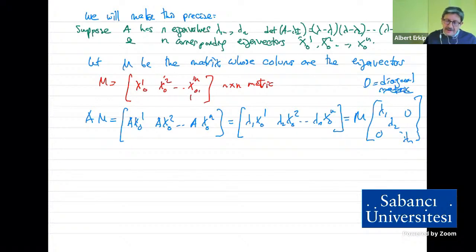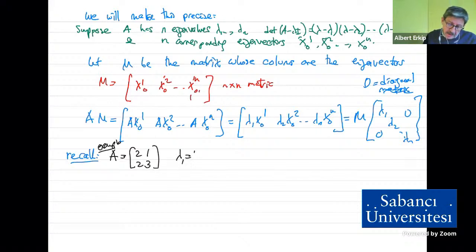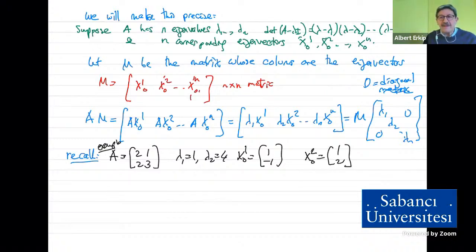Okay, I'm going to illustrate this in the previous example, just so that you believe my computation. Recall the example where A was [2, 1; 2, 3]. Lambda 1 was 1, lambda 2 was 4. X_{0,1} was (1, -1), and X_{0,2} was (1, 2). These were the eigenvectors and eigenvalues.